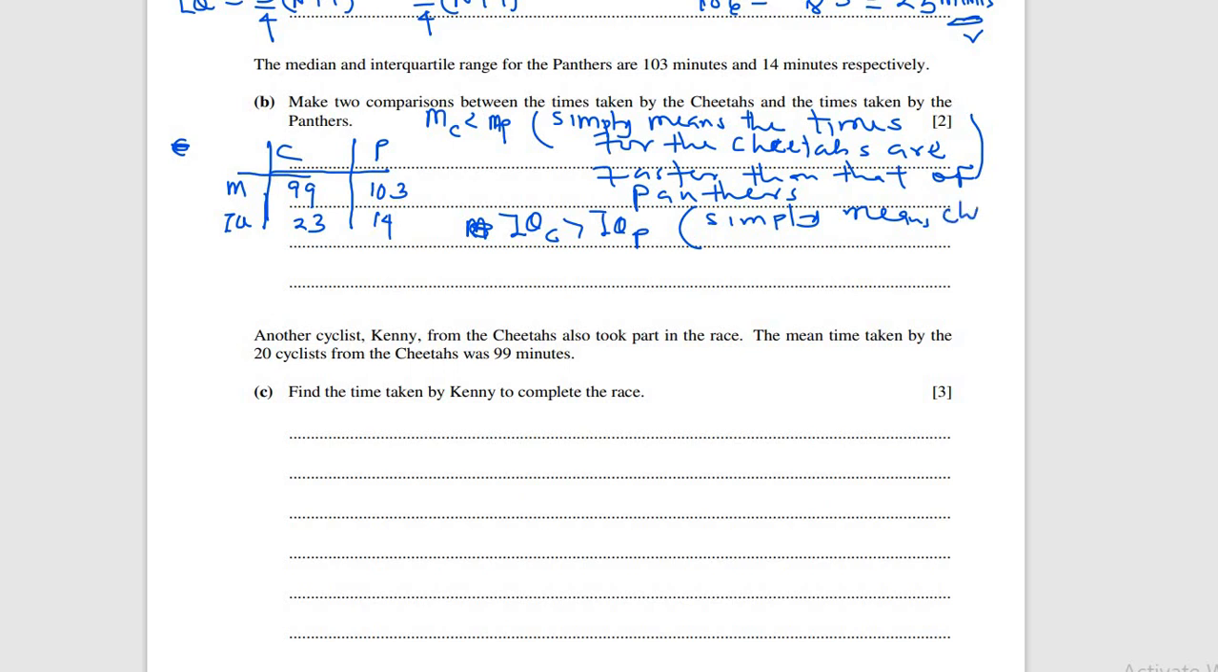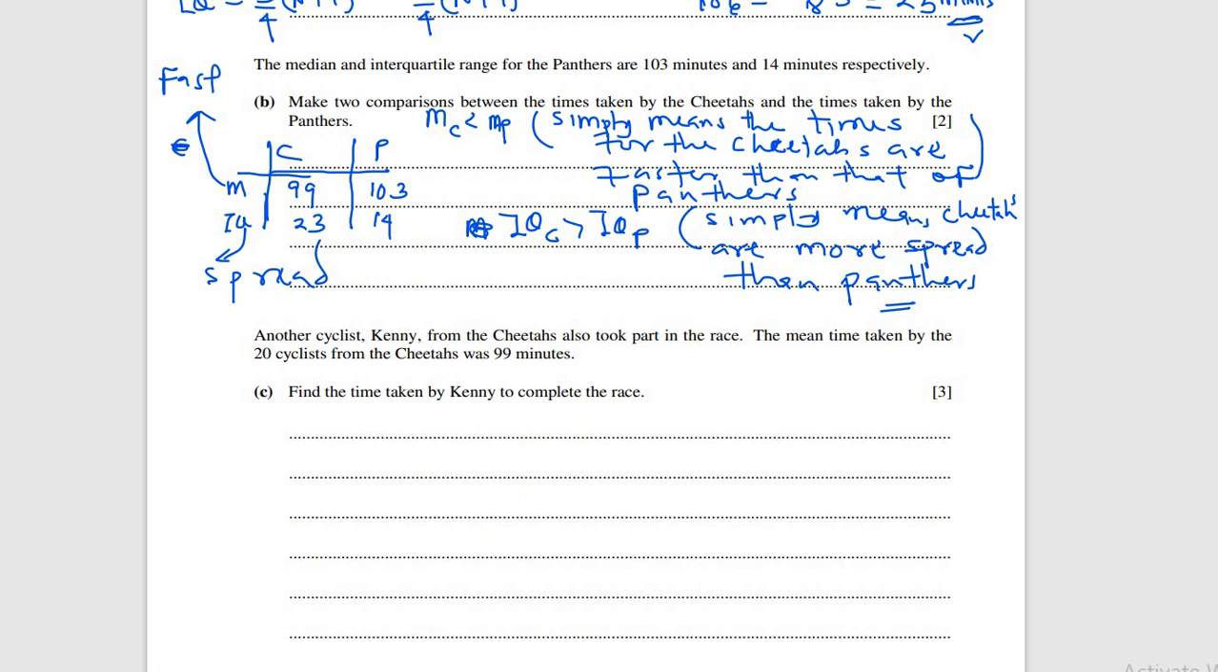cheetahs are more spread. More gap. They are more spread than panthers. That's the meaning. Interquartile range talks about spread. Median talks about how fast they are. So that's the key.